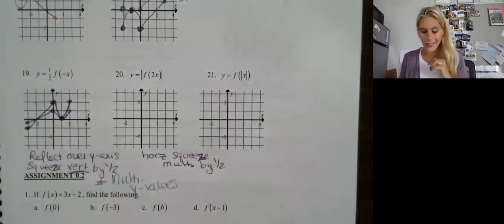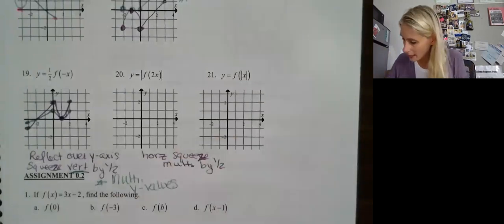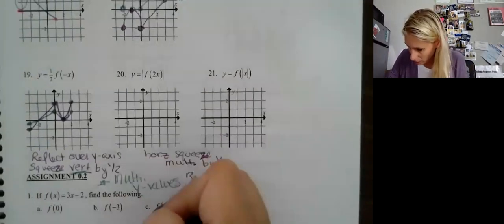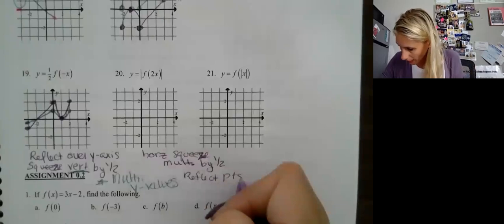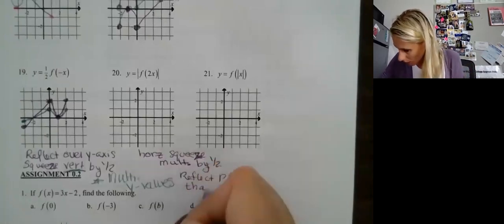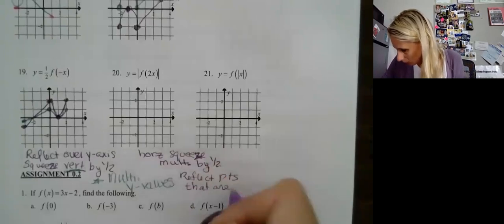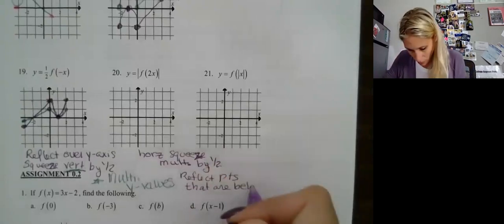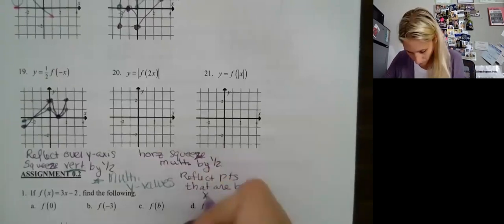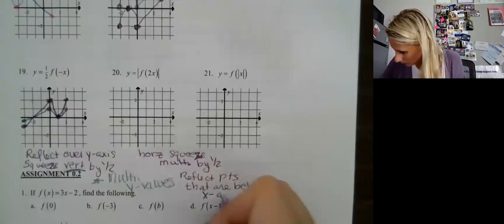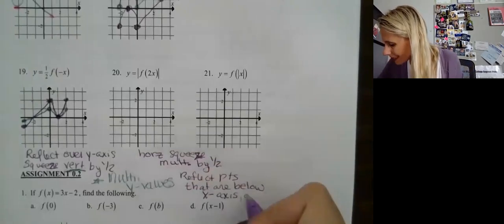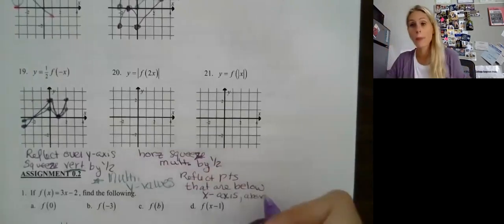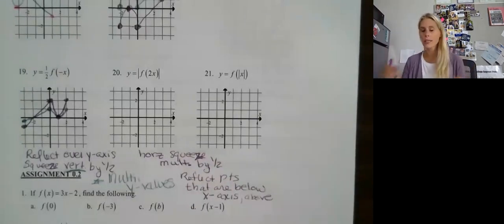And then after that, we're going to take that absolute value on the outside. Absolute value on the outside says reflect points that are below the x-axis above. So we're going to take everything below the x-axis and flip it up. So let's do that horizontal squeeze first.